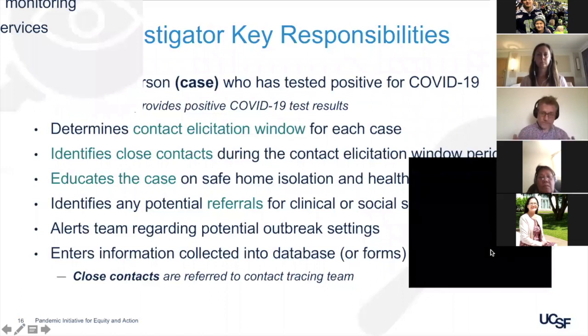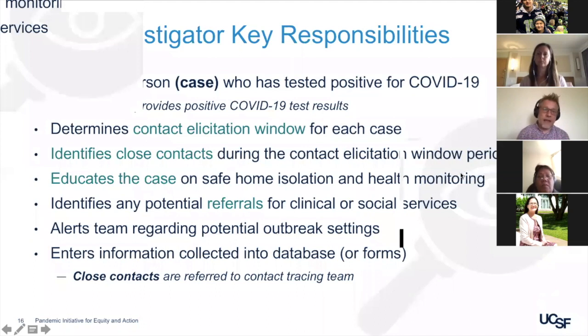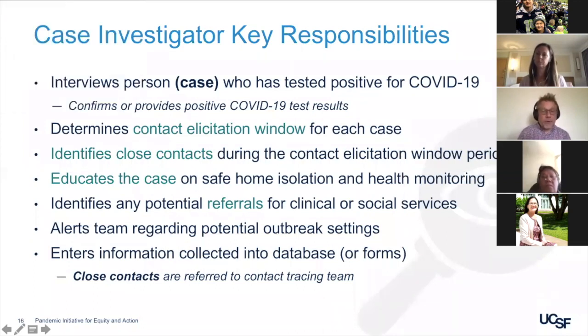So if you get on the phone with somebody and you identify that they have COVID and you're asking them to isolate for 10 days, it's important that you also appreciate whether they're able to successfully do that. Do they have enough food at home? Do they have access to their prescription medications so that they don't need to leave the house again? And that's a key part of what the case investigator will also do.